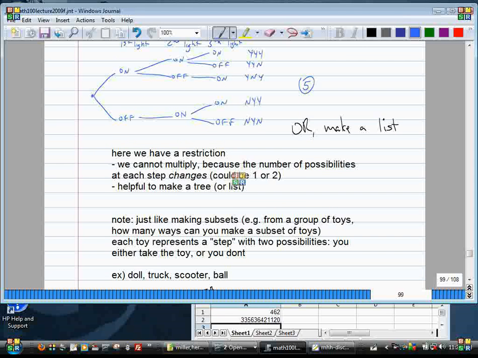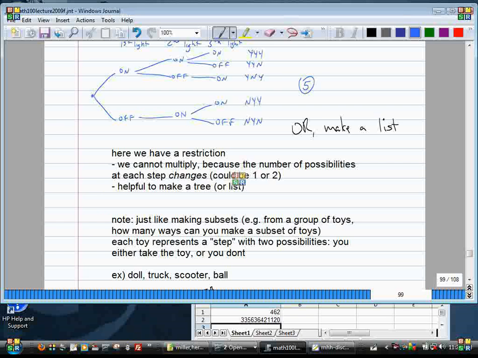Well, one way to do that is just to say I'm going to take a bunch of them and that's a subset. Another way, to think of it in terms of a tree, is to say, for doll, I need to decide, is it going to be included in my subset or not? Then you go to truck and you say, is truck going to be included or not? Same thing for scooter, same thing for ball. So when you make a subset, in effect you're making 4 different decisions, and each of those decisions has 2 possibilities. Yes or no, include or not include.